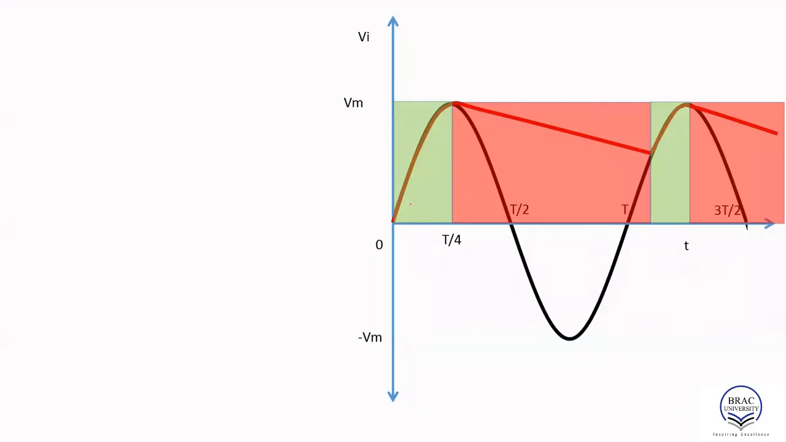Finally, the output wave shape would look like this. Okay, so the black line is our input signal and the red line is our output signal. And the green region is when the diode is on. That means the diode is conducting. The red region is when the diode is off, when the diode is non-conducting.